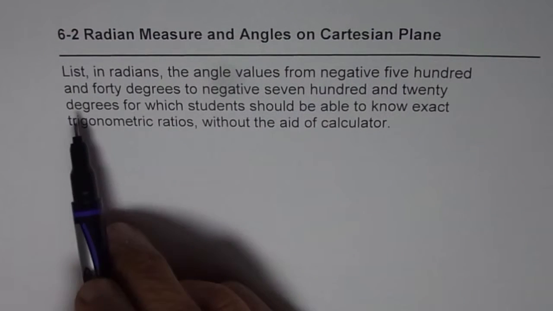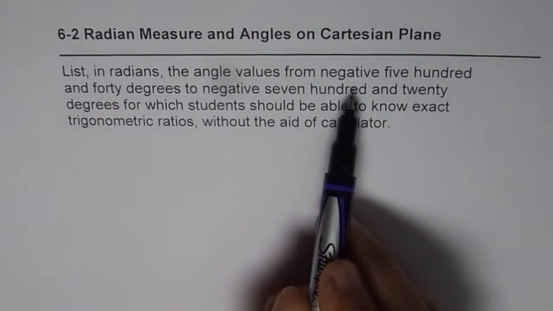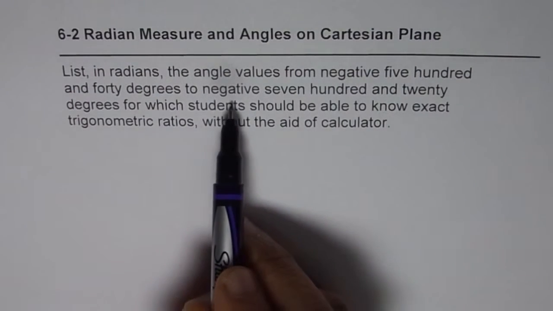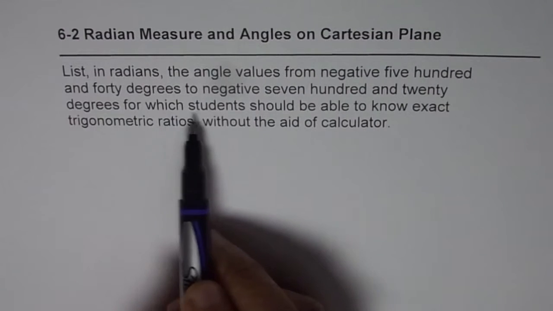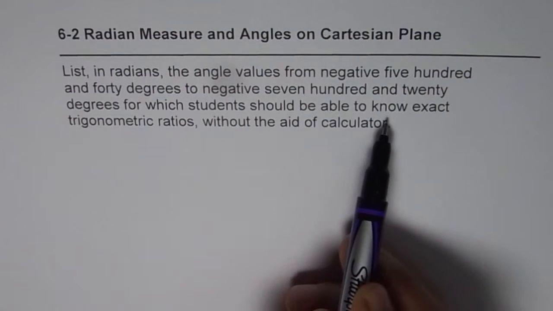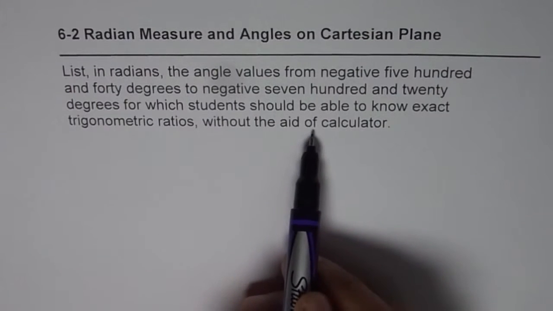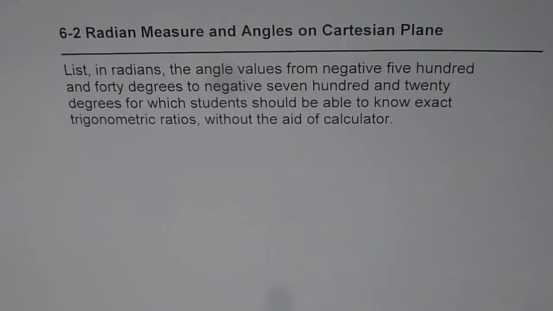I'm Anil Kumar sharing with you test problems and a few concepts which will help you understand measuring angles in radians. List in radians the angle values from negative 540 degrees to negative 720 degrees for which students should be able to know exact trigonometric ratios without the aid of calculator. Go through this question once again, pause the video, and answer the question.